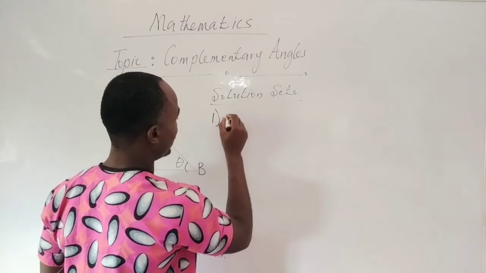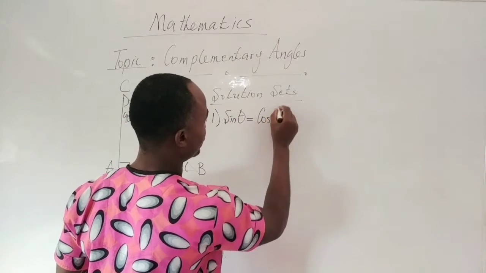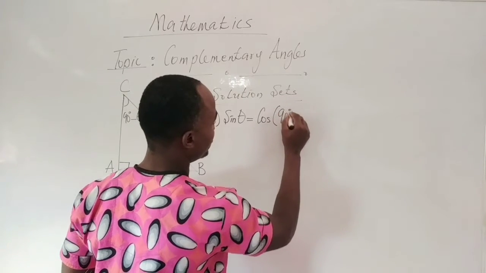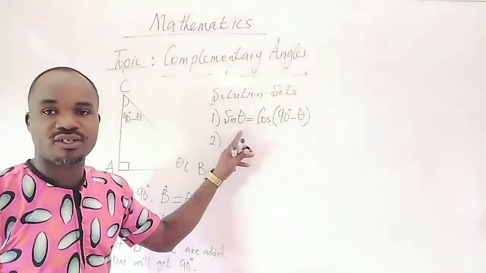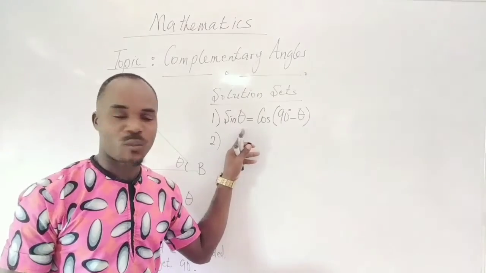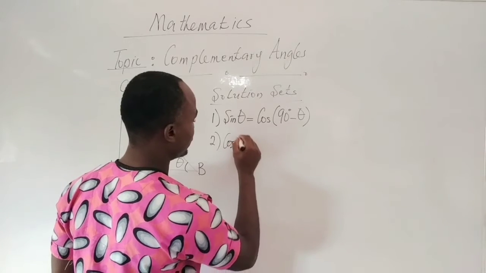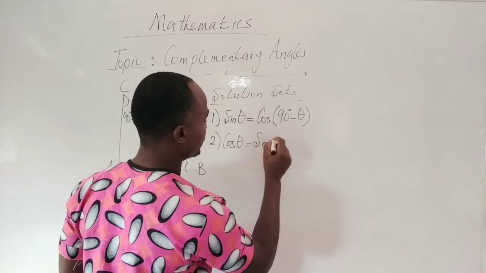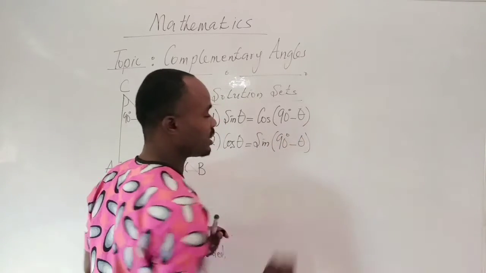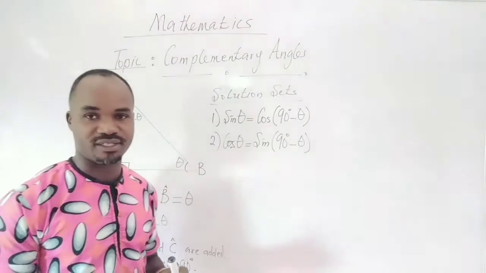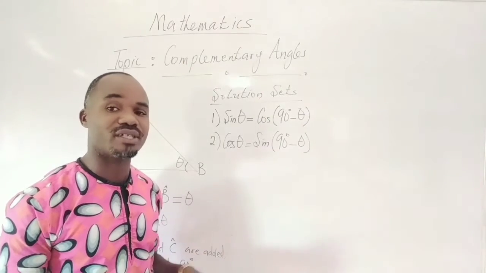One is sin theta is equal to cos bracket open 90 degrees minus theta bracket close. That's the first solution set. Then the second solution set is cos theta is equal to sine bracket open 90 degrees minus theta bracket close. We now have two solution sets, and we can use them subsequently in solving some complementary angle problems.